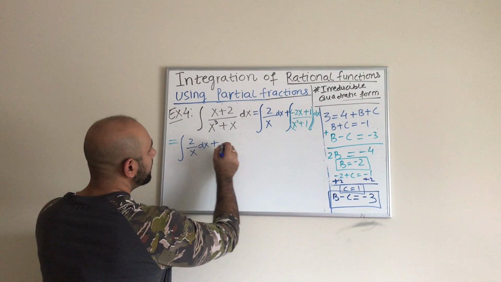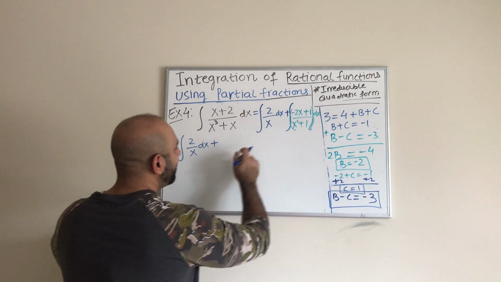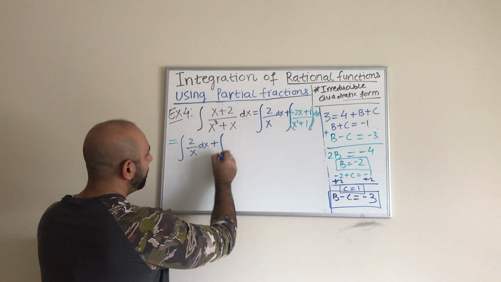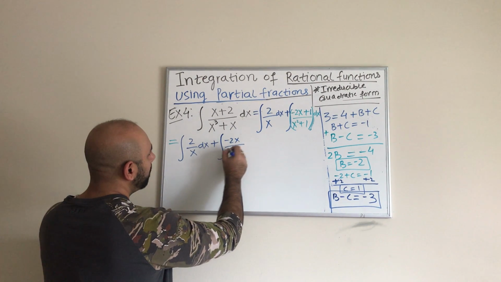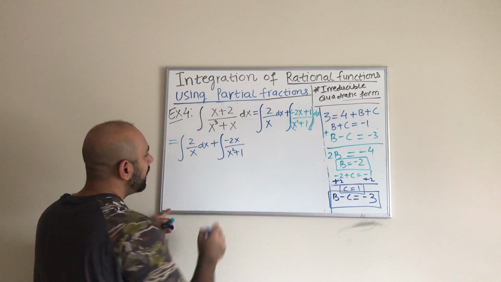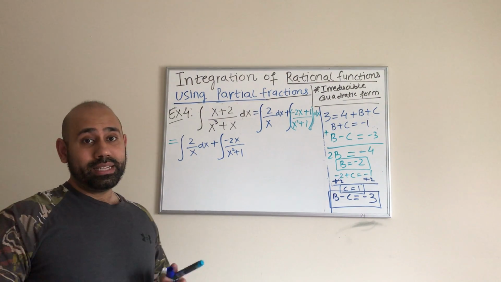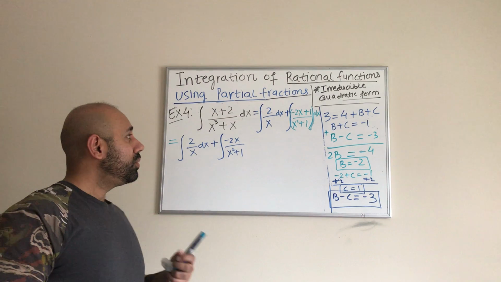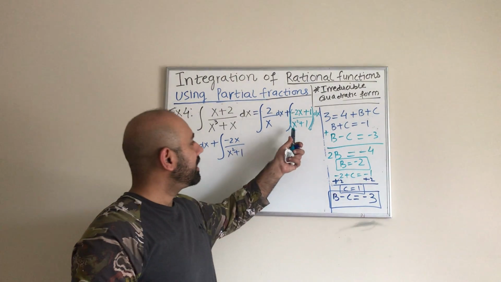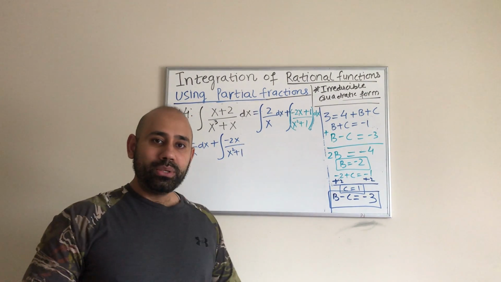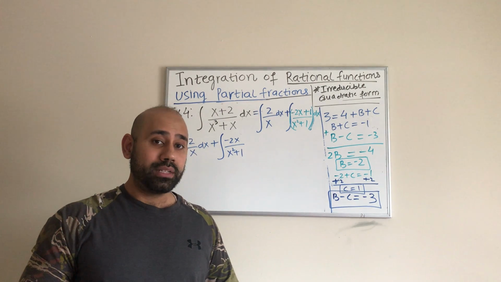How about this? Plus, I'm going to break this into 2 pieces. This is going to be integral of negative 2x over x squared plus 1. And the reason why I'm breaking this into 2 pieces: one, I'm mathematically allowed to do that. Number 2, just by looking at this guy right here, we may not be able to evaluate the integral of this whole rational function.